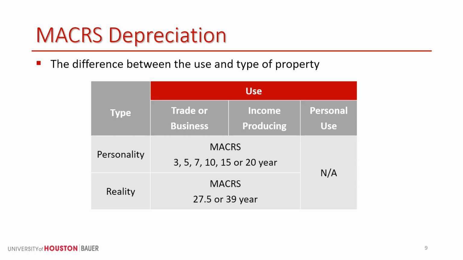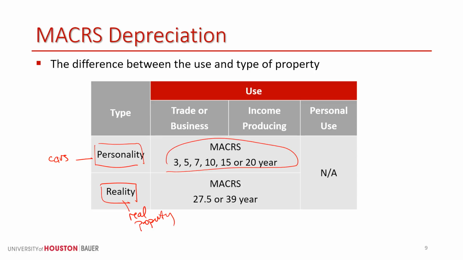Okay, so the distinction, first of all, between personalty and realty. Realty was real property, buildings, things of that nature. And personalty was generally something you can move around, cars, things of that nature. We have a slide coming up with just some examples. Keep in mind the class lives are different. And you can only depreciate if it's for use in a trade or business or income producing. If it's for personal use, no depreciation would ever be allowed.